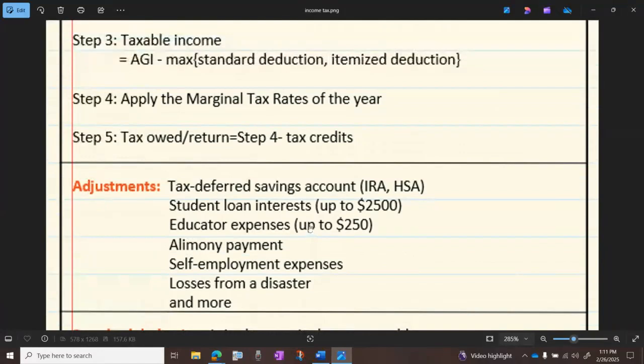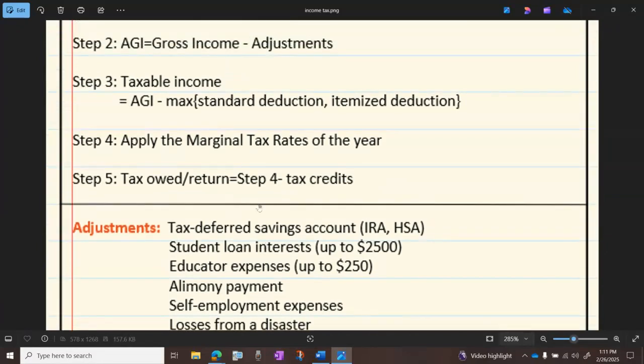Everybody's situation is different, right? Maybe you only have a retirement account and you are not an educator, or you do not have a student loan, right? Then you only have this adjustment. But if you are very young, you don't have any retirement account or house savings account, but you have a student loan, and your student loan interest would be an adjustment. So everybody is different. Look at your own situation.